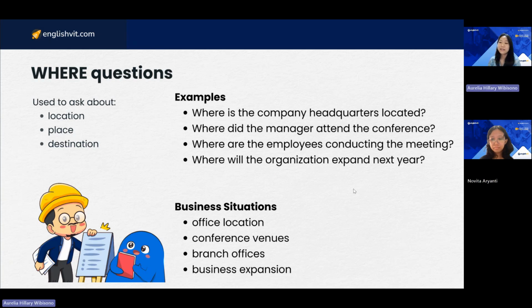Where did the manager attend the conference? The manager attended the conference at the main hall. Where are the employees conducting the meeting? The employees are conducting the meeting at room C3. Where will the organization expand next year? The organization will try to expand to, let's say, another Southeast Asia country. Okay, that's great.